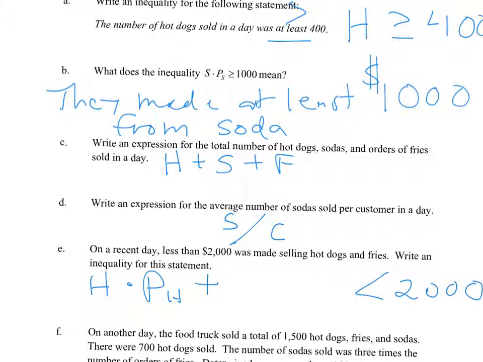Then I'm going to add to that the number of French fries I sold times the price charged for French fries. So that means that hot dogs times the price of hot dogs gives me all the money made from hot dogs. Fries times the price of each fry gives me all the money made from fries. Added together is less than $2,000.